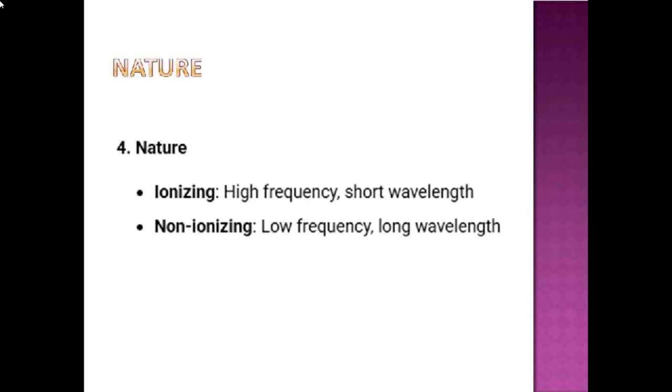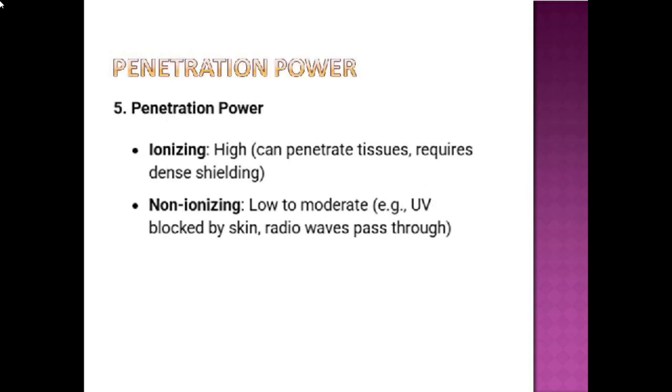Now, the nature of ionizing radiation is that it has high frequency and short wavelength, whereas non-ionizing radiation has low frequency and long wavelength. Penetration power: ionizing radiation has a high penetration power. It can penetrate through tissues and requires dense shielding to keep it from getting inside the tissues. Whereas non-ionizing radiation has low to moderate penetration power. For example, UV is blocked by skin, while radio waves pass through. Another example is visible light, which we can easily block.